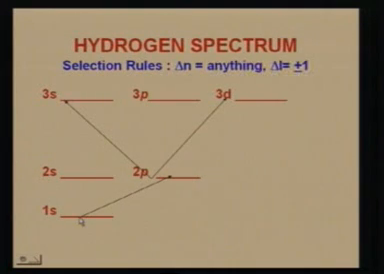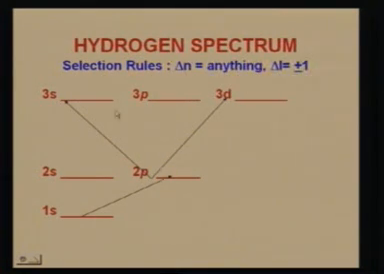Yes, as you can see in this diagram, the selection rules are like this: in a transition, delta n, the principal quantum number, can change by any amount, but delta l, which is the change in the azimuthal quantum number, should change by plus 1 or minus 1. That means from 1s through a spectroscopic transition, you cannot go to 2s, you can go only to 2p, because when you go from 1s to 2p, delta l is changing: for s, l is 0 and for p orbital l is 1. So delta l is changing by plus 1.